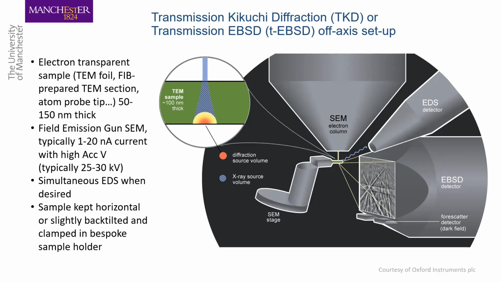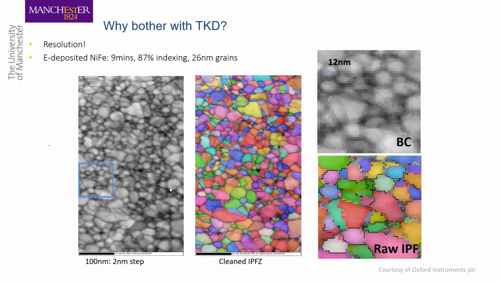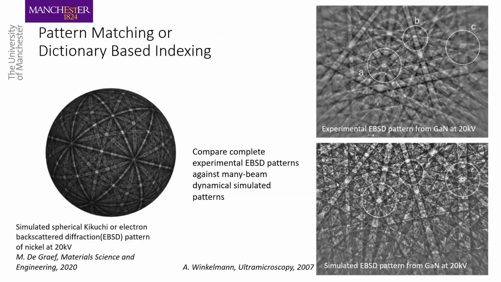But because the interaction volume is so low, because of the thickness of the specimen, you can achieve really high resolution. So if you don't need the resolution, you shouldn't really use this technique, because it is much more elaborate. But here, for example, is a nickel sample, which is done at 2 nanometer step size. This scale bar is 100 nanometers, and you can see zoomed in here, we've indexed and identified 12 nanometer grains.